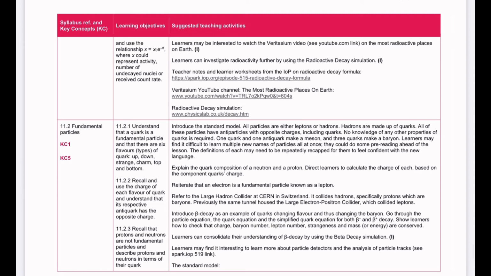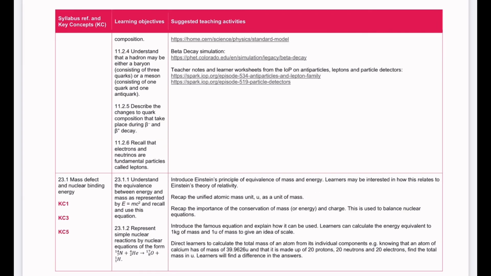11.2.3. Understand that protons and neutrons are not fundamental particles, and describe protons and neutrons in terms of their quark composition. 11.2.4. Understand that a hadron may be either a baryon consisting of 3 quarks or a meson consisting of 1 quark and 1 antiquark.